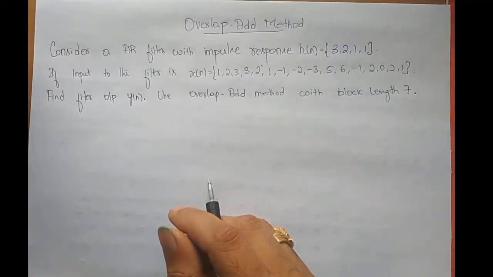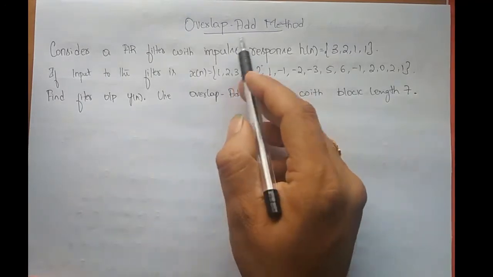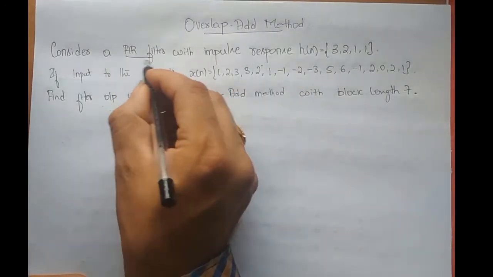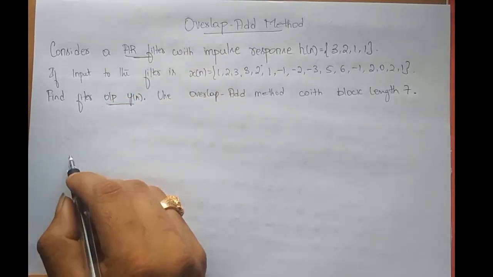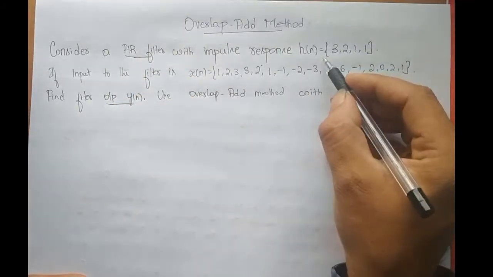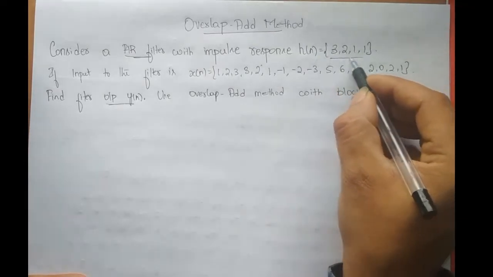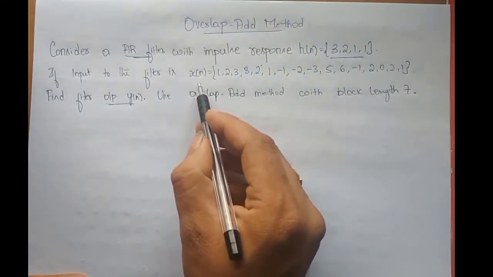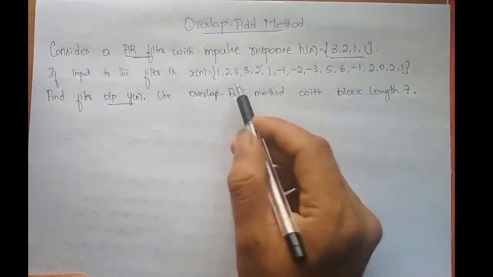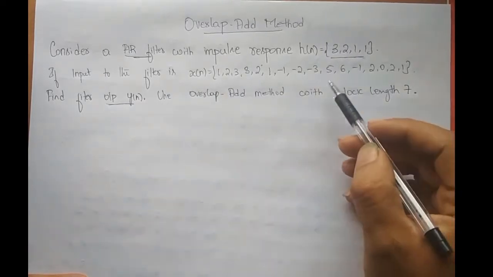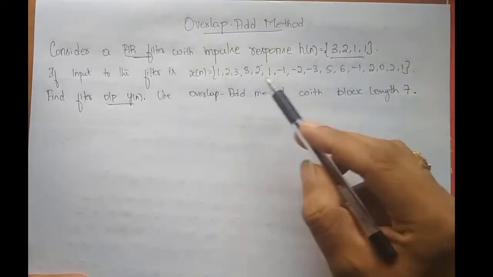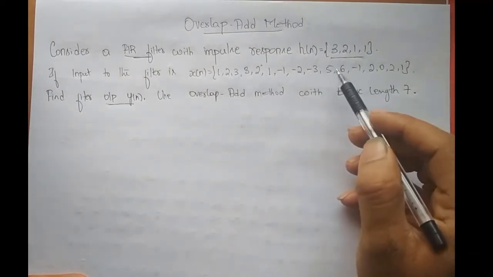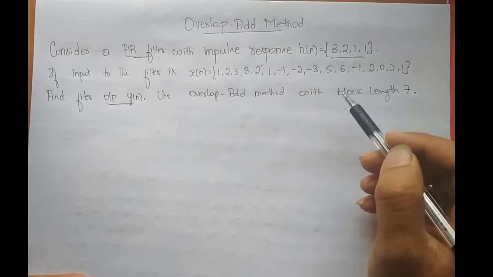We shall take up one numerical problem on the overlap add method. Here I have to find the filter output. It's an FIR filter with impulse response h of n, which is 3 2 1 1, and we are feeding input x of n with these many samples. I have taken the same input and same impulse response as the problem we solved for the overlap save method.